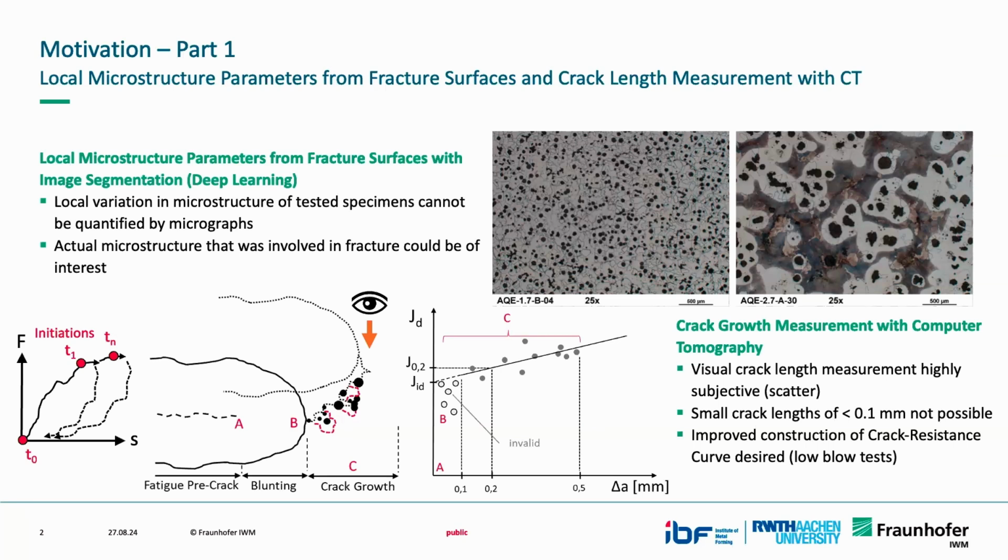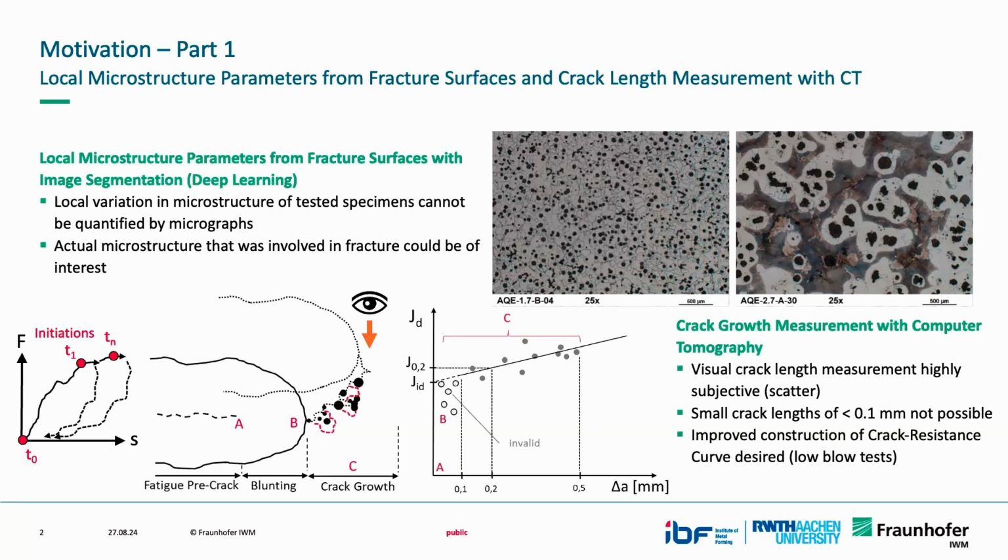The second topic is a bit different. There we tried to use computer tomography to measure crack growth. Usually in this type of material, what we do is we construct a crack resistance curve here, J over delta a. What we can do is an incremental loading, so-called low blow tests. And then upon load, we blunt the crack tip. And then typical for this type of material is that we get an island-shaped ductile crack growth, or stable crack growth, at the crack front.